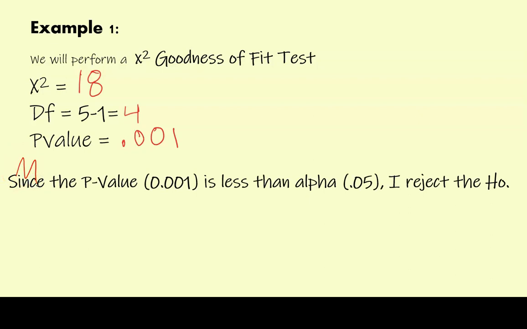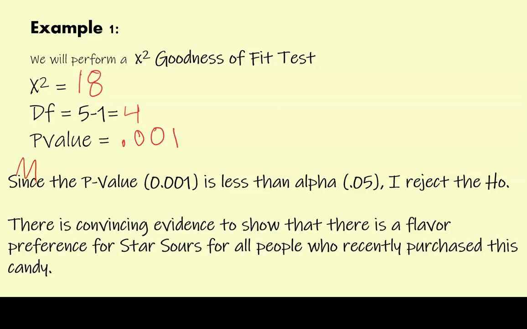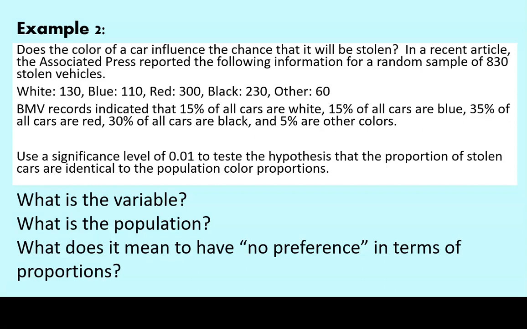Now, since that p-value is less than alpha, and if they don't give you an alpha value, remember you can set it yourself. Usually 5% or 1% is a good choice. So since the p-value is less than alpha, I reject the null hypothesis. The null hypothesis was that there was no preference. The alternate hypothesis is that there was a preference. So I'm going to say that: there is convincing evidence to show that there is a flavor preference for Star Sours for all people who recently purchased this candy.